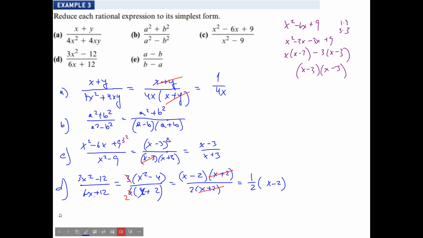Okay, so E: A minus B over B minus A. Well, either way, let's say A minus B I leave as is. Here I take minus outside, and I have minus 1. Good? Okay. Try this too. Oh, 3. Oh, actually 4. Okay, try this 4.